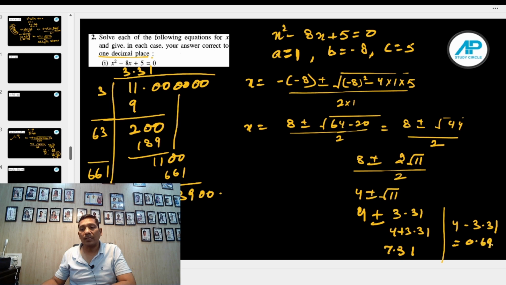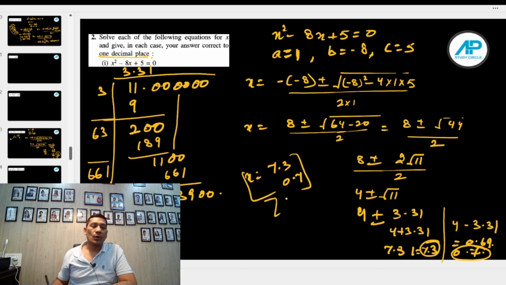0.69. But the answer is required in one decimal place. What you should do? Round it off. You got the answer 0.7. And this answer 7.3 and 0.7. So roots are, I'm writing it here again, 7.3 and 0.7. Always remember, roots always need to be given in the required number of decimal places only.